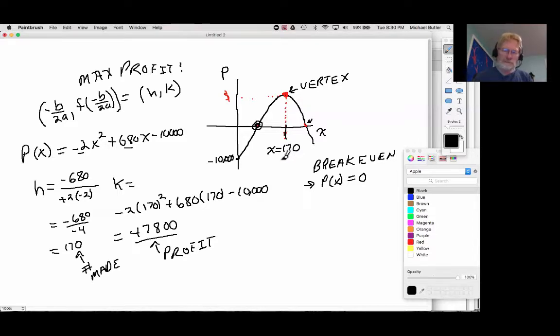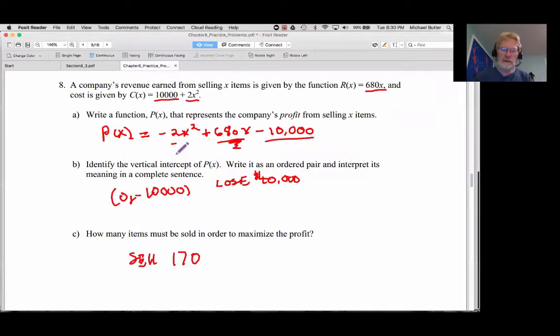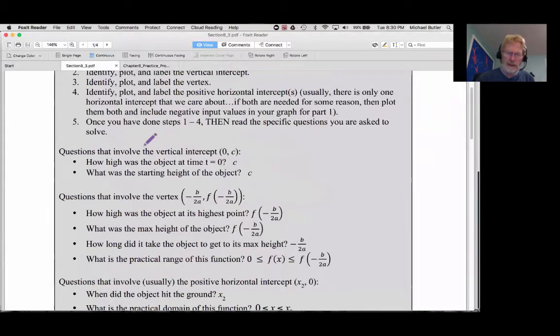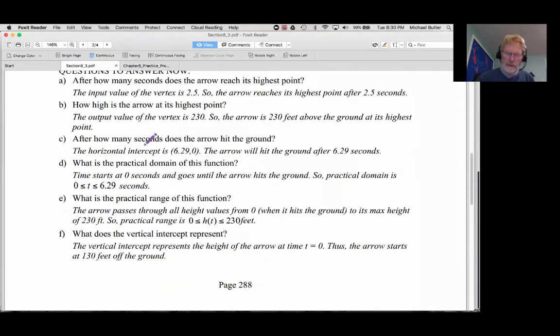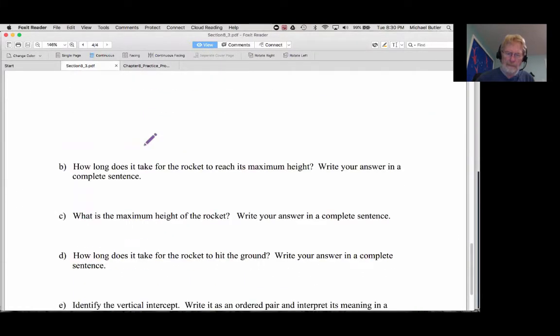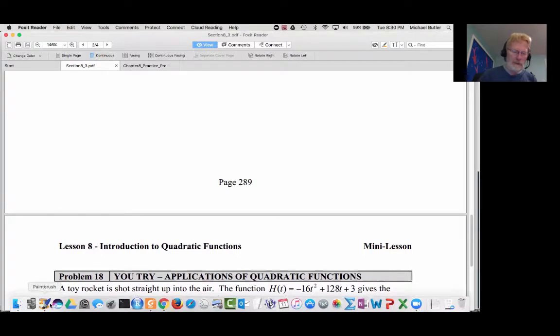All right, so a couple of different ways we can do this. We could say 0 is equal to negative 2x squared plus 680x minus 10,000, and solve the resulting equation. Remember, this is section 8.3. I don't think we have the quadratic formula yet, do we? No, I think we're doing all of these on the calculator still. Okay, so let's get our calculators out.